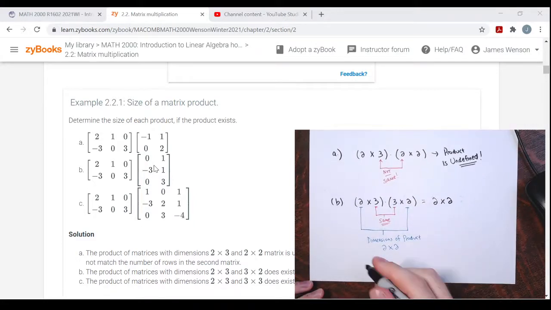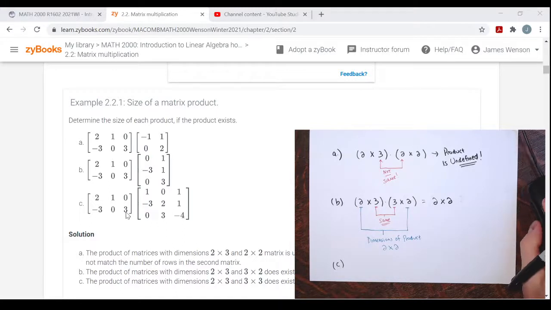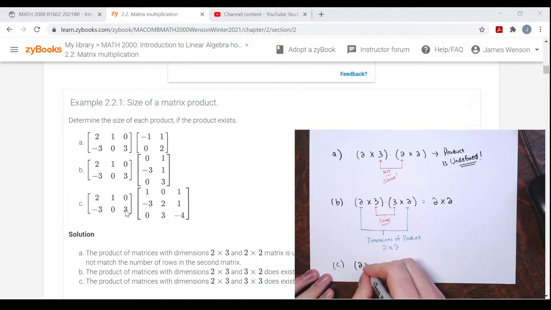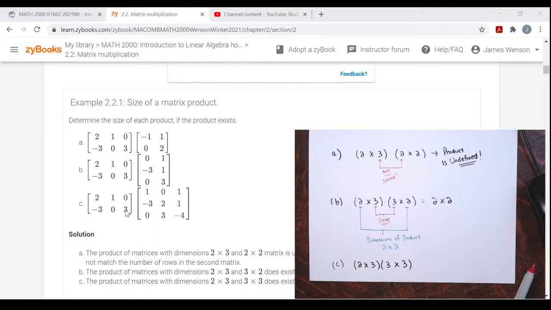And lastly, in part C, you see there's a 2 by 3 matrix multiplied by a 3 by 3. So again, would I even be able to perform matrix multiplication based on these sizes? Well, yes. Again, the inner numbers here are the same. The columns of the left matrix is the same as the number of rows of the right matrix.